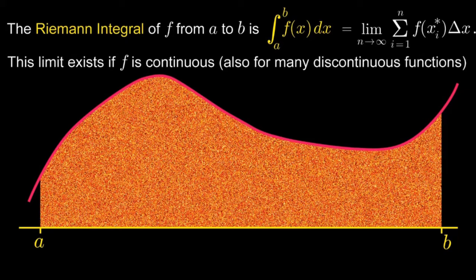Now, how do we actually know that this limit exists? Well, it might not, depending on the function f, but if f is continuous, then we know for sure that the limit will exist. In fact, even for most discontinuous functions that we've considered in our course, the limit will still exist. So if this limit exists, then we say that f is Riemann integrable, and the limit defines the value of the integral.